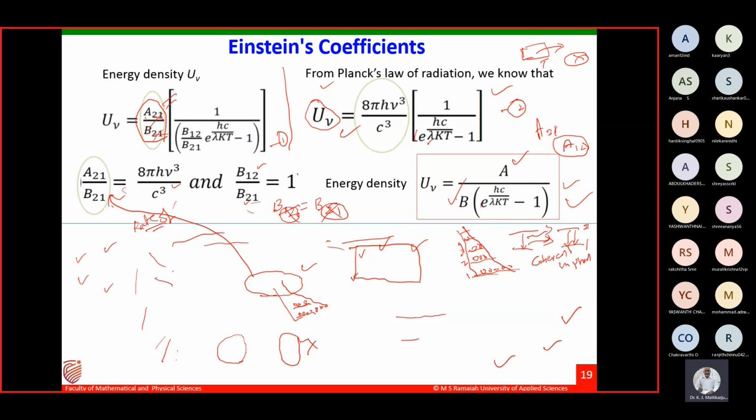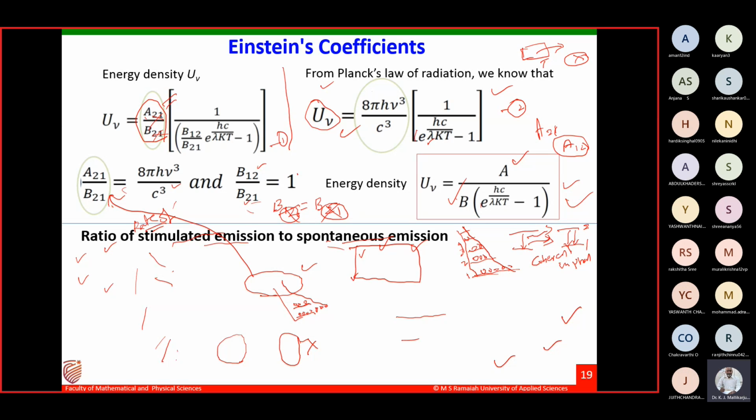And then, based on this final expression, because there are two downward transitions, once an atom goes to a higher energy level, it undergoes stimulated emission or spontaneous emission. Then we consider these two cases. Let us take the ratio of these two emissions, the ratio of stimulated emission to that of spontaneous emission. Then we understood that it is given by B21 by A12, and in terms of this equation, we wrote it in this way, and finally we got an expression by making substitutions for this.